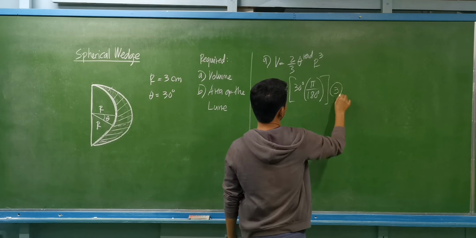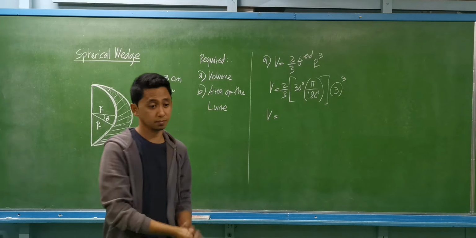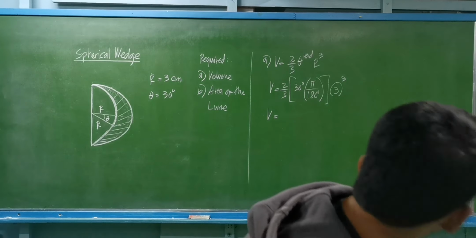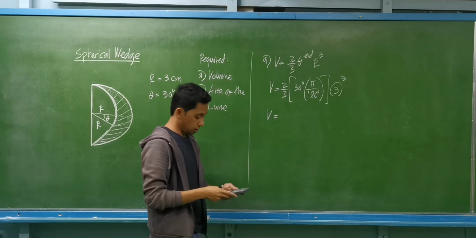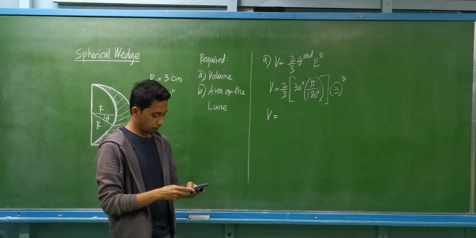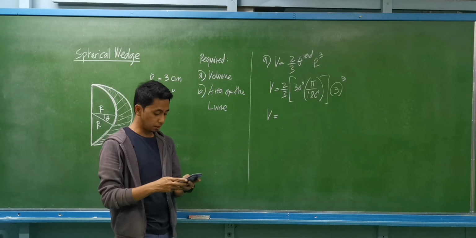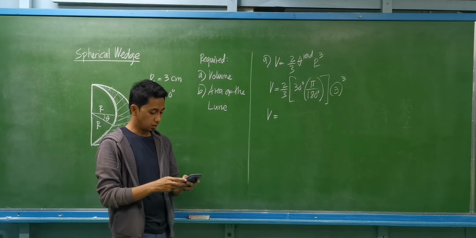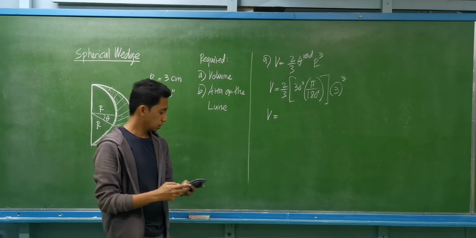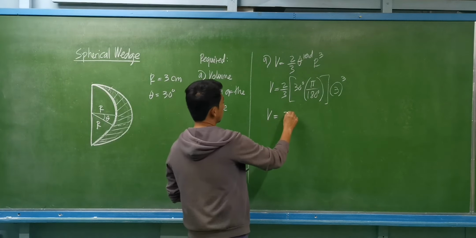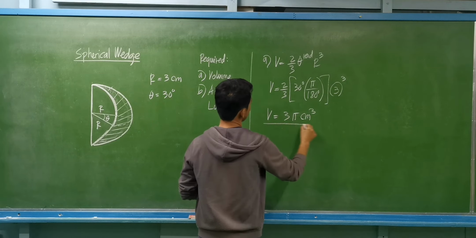This is 3 centimeters raised to 3. So let's have the volume. The volume is equal to 2 over 3 of 30 degrees, expressed in radians by multiplying by pi over 180, then the radius 3 raised to 3. So the volume is going to be equal to 3 pi cubic centimeters.